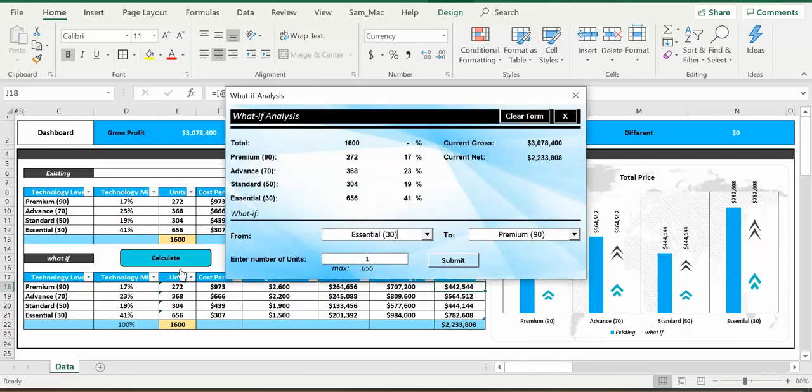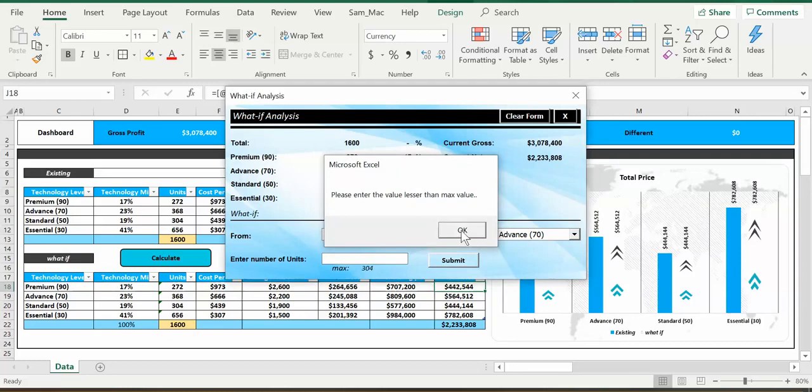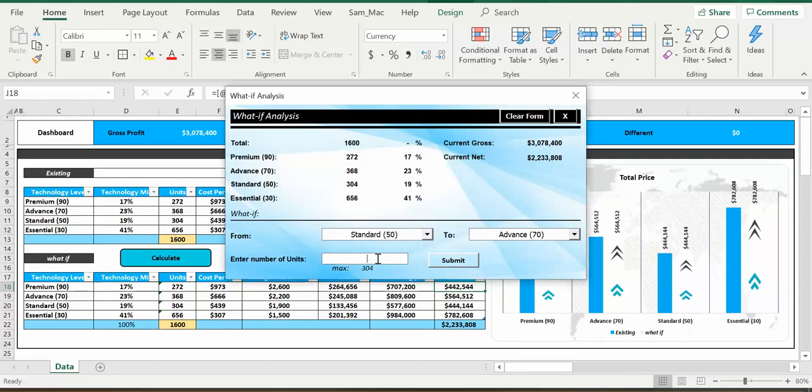As I mentioned, let's say we're going to select and move from standard to advanced, for example. You can see this is the max value that you can enter, because in standard only that many units are left based on this one. So you can enter only that much. If you enter more than that, there'll be a pop-up and you cannot go further. So please enter something lesser. I'll put maybe 20, and then you can just submit.